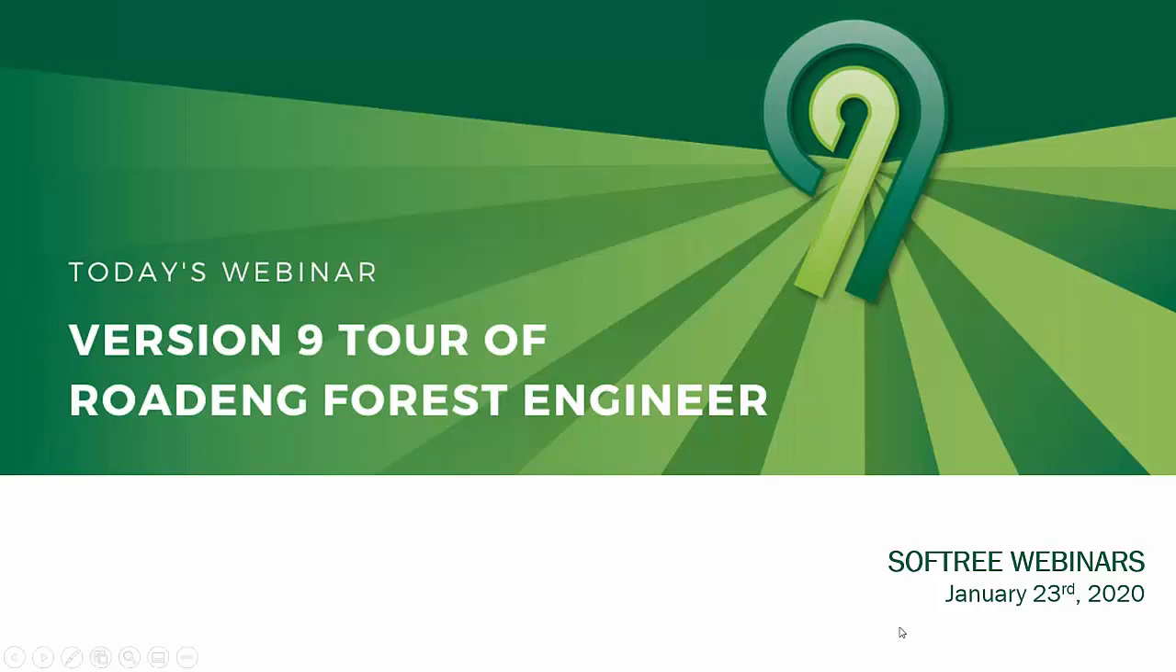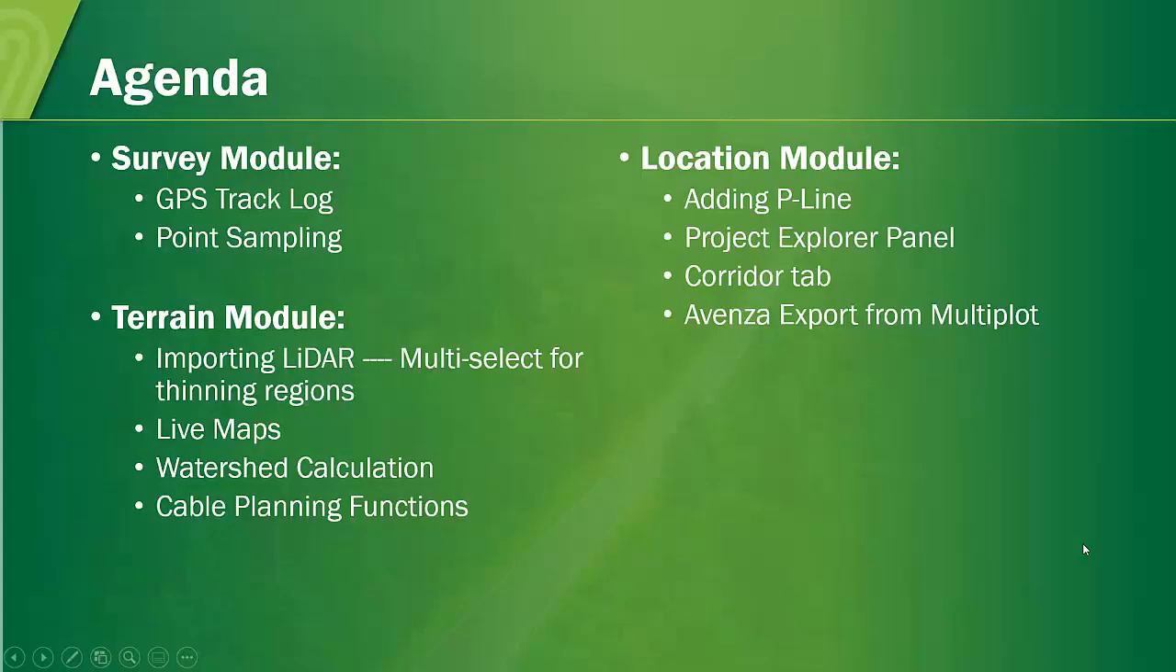So our agenda for today, we're going to be showing you the new GPS track log that you can create. Now this is both in the survey module as well as the terrain module, and Dave will show you how to access that. Point sampling goes along with that GPS track log functionality. In the terrain module, when it comes to importing LiDAR, we've got a new multi-select function for thinning regions, which if you're importing a lot of different corridors for thinning can make your life a whole lot easier.